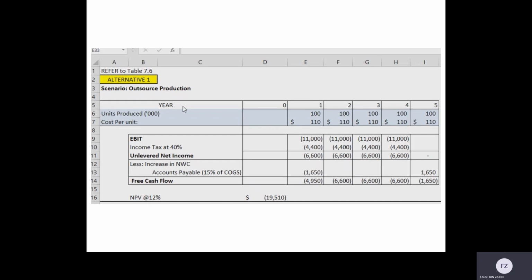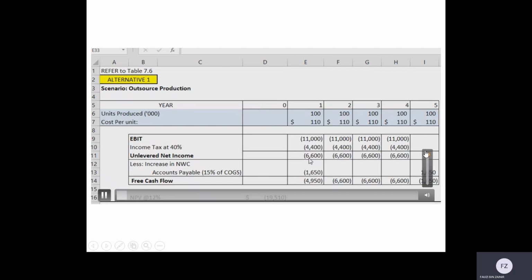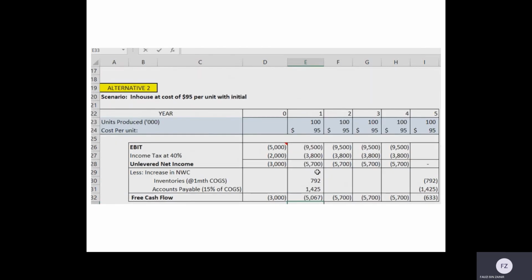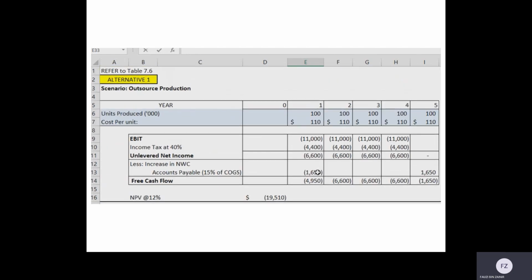Let's have a look at the Excel spreadsheet. For the Excel spreadsheet, we have the unlevered net income amount here, and then we have your accounts payable. Basically, this is 15% of the cost of goods sold. Your cost of goods sold is this amount here. Sorry, the cost of goods sold is 0.5 times E6 plus E7, and the accounts payable is derived from 15% of these two figures here. So you have 1,650.